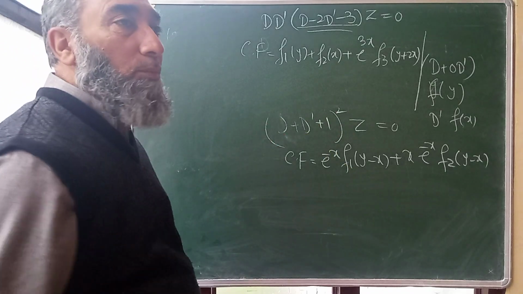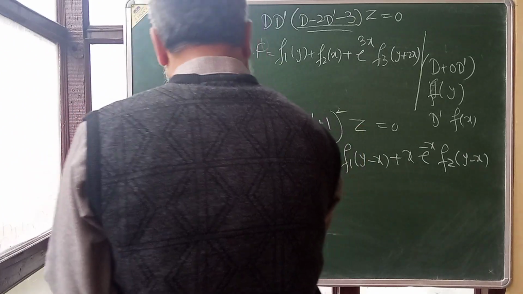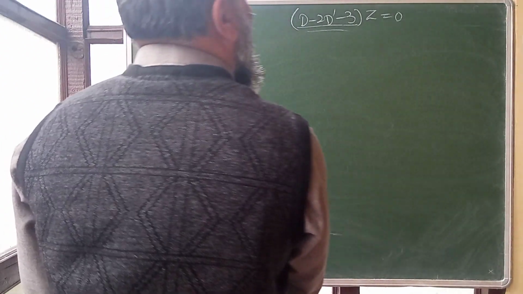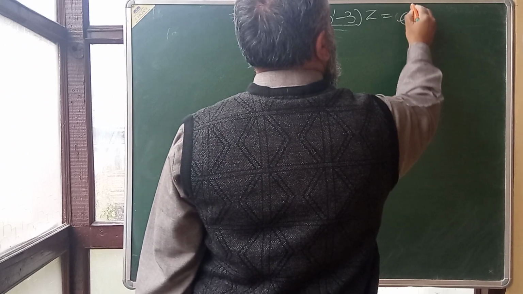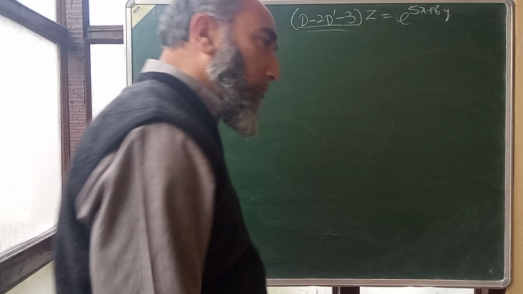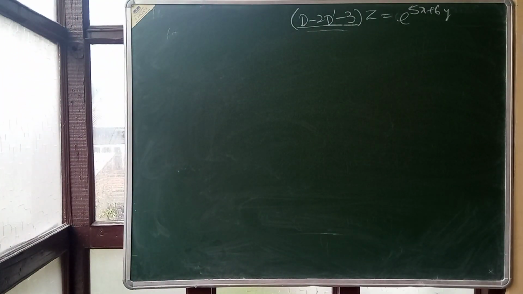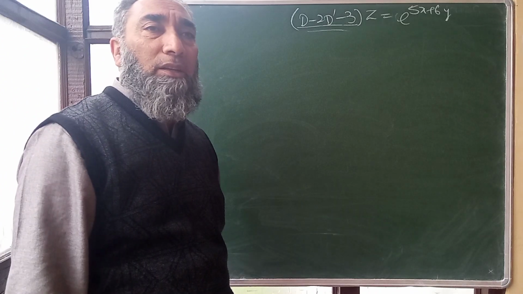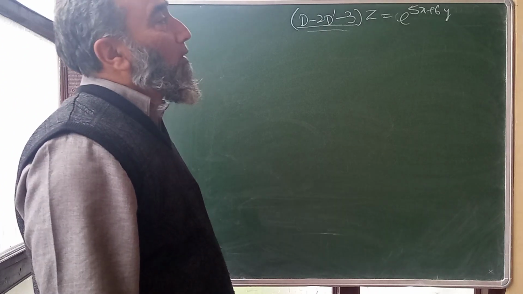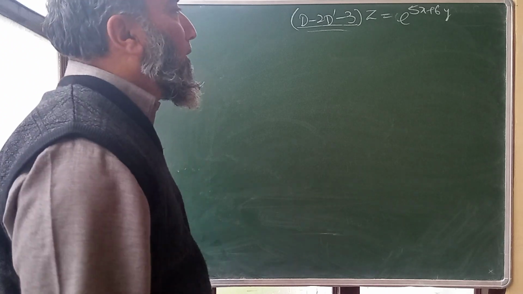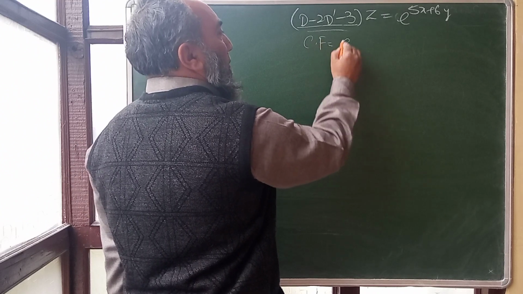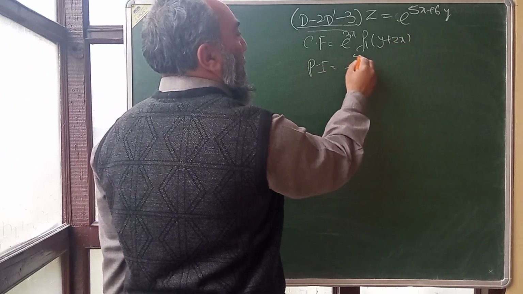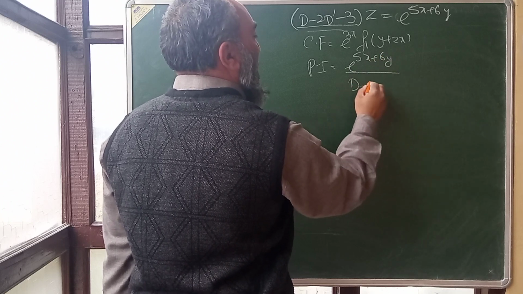Now let me take up the particular integral part. Let me suppose that the right hand side is a function of 5x plus 6y. So I have a non-homogeneous partial differential equation, and the right hand side is a function of e to the power ax plus by type. The complementary function you already know: e raised to the power 3x function of y plus 2x. Particular integral is e raised to the power 5x plus 6y over (D − 2D′ − 3).